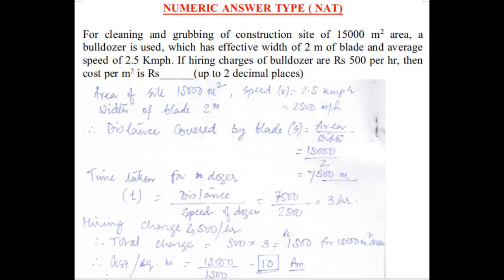So the area of the site is 15,000 meter square, speed is 2.5 km per hour, convert it into meter per hour, that is 2500 meter per hour. Width of the blade is 2 meter. So first you write it down. Next we will find the distance covered by the blade. The total area is 15,000, width of the blade is 2 meter. So 15,000 divided by 2, that is 7,500 meter.